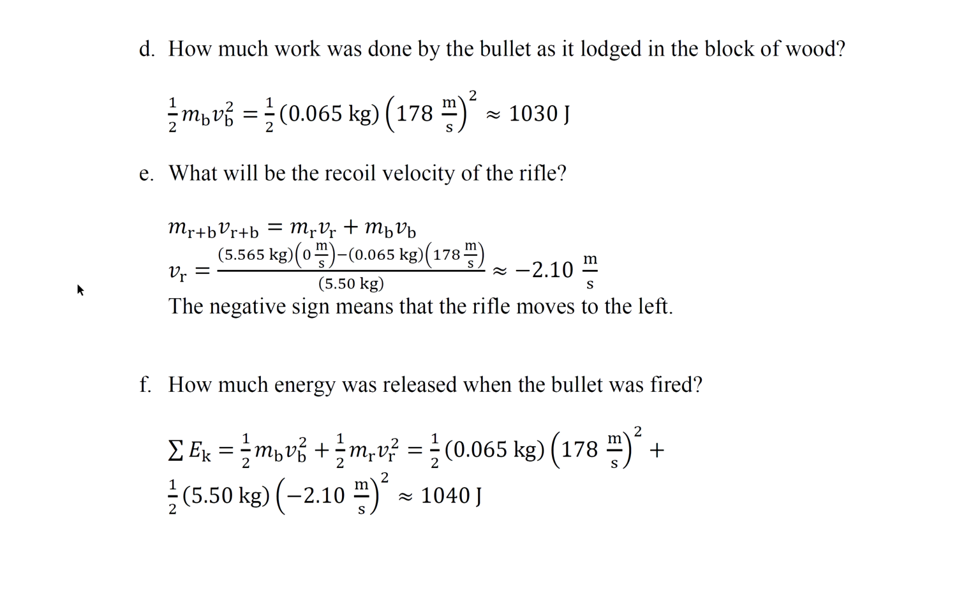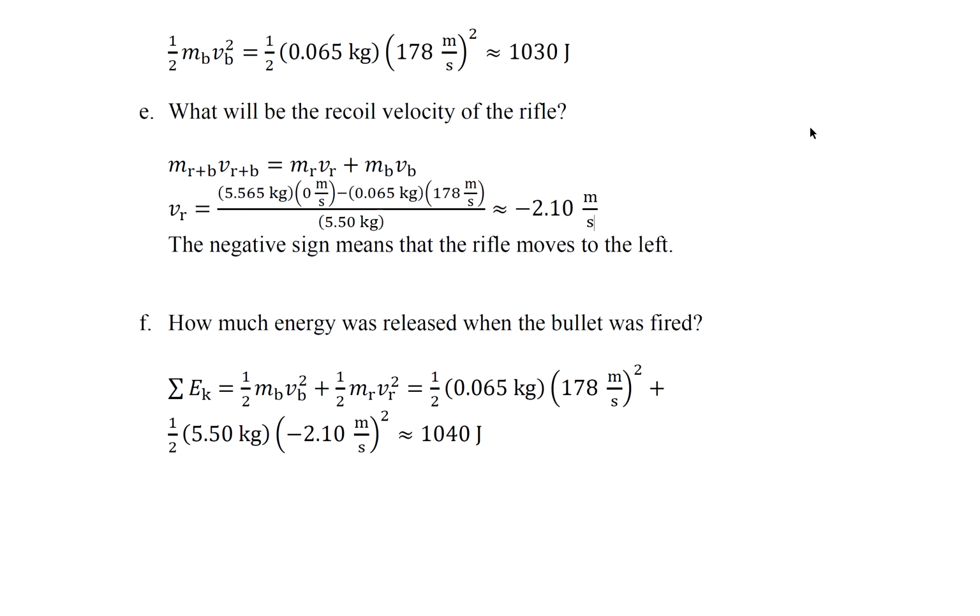Part E, what would be the recoil velocity of the rifle? Remember, bullet goes forward, rifle goes backward. So in the beginning, the momentum of the rifle and the bullet was 0 when they were together. In the end, the bullet goes to the right and the rifle goes to the left. So let's solve for velocity of the rifle. It's negative 2.10 meters per second. That means the rifle goes to the left.